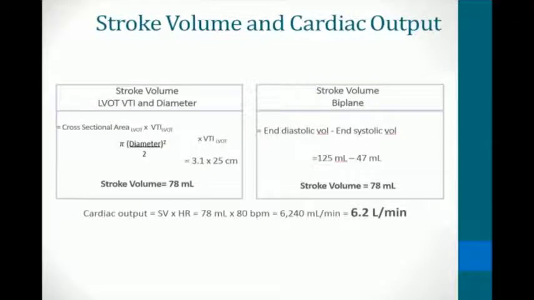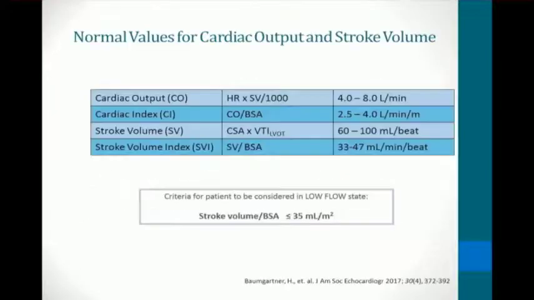It's rare these will be the same, however they should be in the same ballpark. To calculate cardiac output, simply multiply the stroke volume by the patient's heart rate. According to the American Society of Echocardiography, these are the normal values for stroke volume and cardiac output.